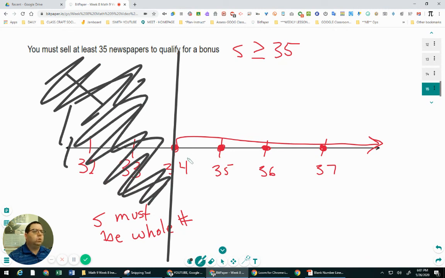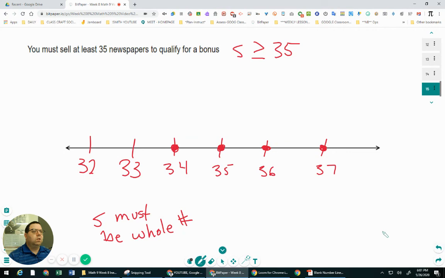Oh, shoot. You must sell at least 35. Guys, guess what? The boundary should have been here, right? My bad. Yikes. Okay, hang on a sec. All right, let's, okay, hang on. I do want to fix this, sorry.